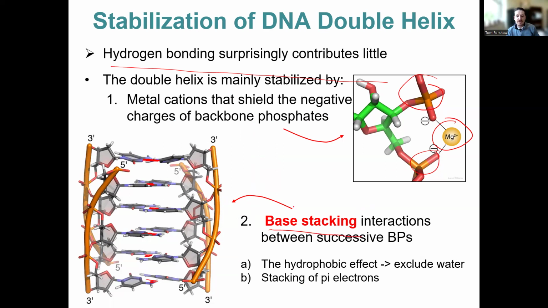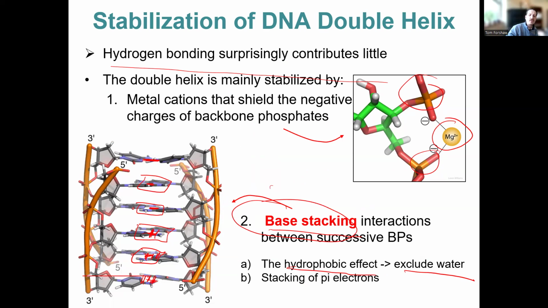It's kind of the hydrophobic effect, where the bases, notice they overlap. And where they overlap, you have a combination of the hydrophobic effect, excluding out water, but also a stacking of pi electrons that help to stabilize things, and actually has a bigger effect than the hydrogen bonding.